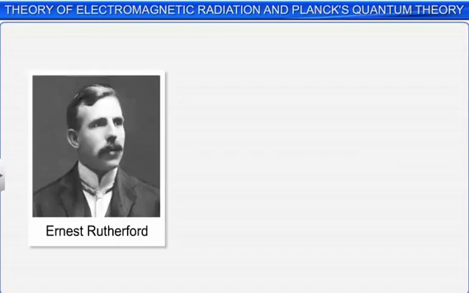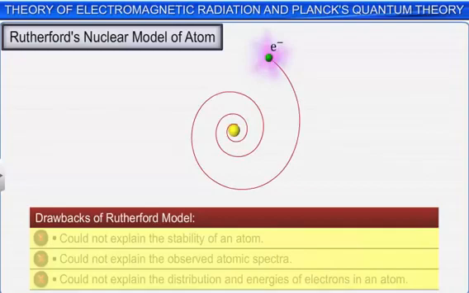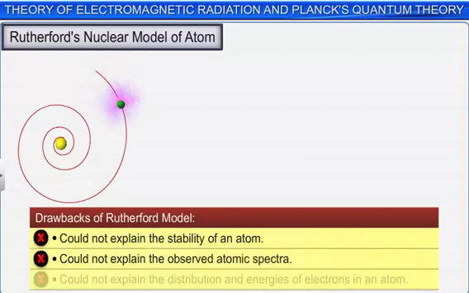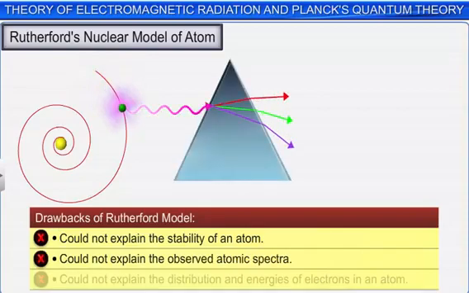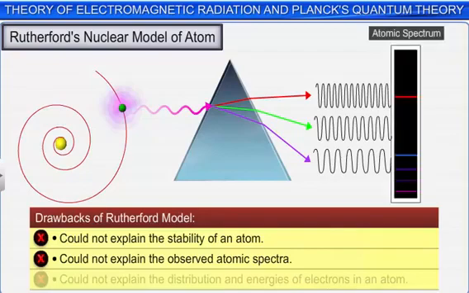We have already learned that Rutherford's nuclear model of an atom basically suffers from major drawbacks, which are as follows. Firstly, it couldn't explain the stability of an atom in view of the electromagnetic theory. Secondly, as a consequence of its inability to explain the stability of an atom, it couldn't explain the observed atomic spectra.